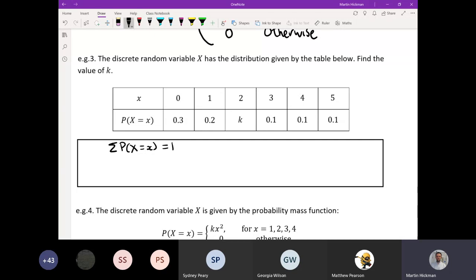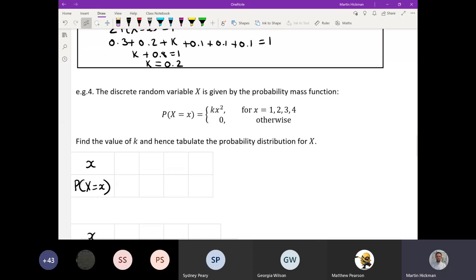Okay, remember that's sigma. That means the sum of. So the sum of all your probabilities, add them together, you should get 1. So if we add up 0.3, 0.2, k, 0.1, and the other 0.1s, it has to equal 1. So we know that k plus 0.8 equals 1. So k has to equal 0.2.